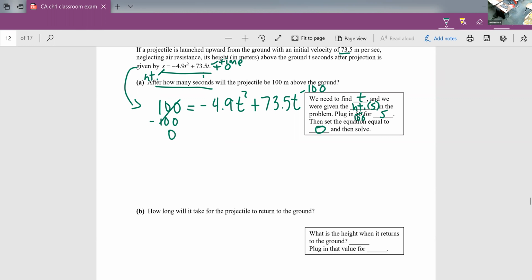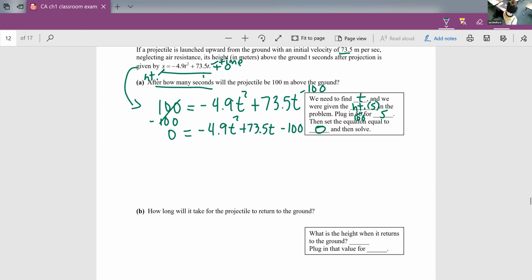And 0 will equal negative 4.9t squared plus 73.5t minus 100. Okay, now at this point, I've got a decision to make. We just reviewed our 3 different methods for solving quadratic equations. Do you think this is a good candidate for factoring? Probably not, because of the decimals.